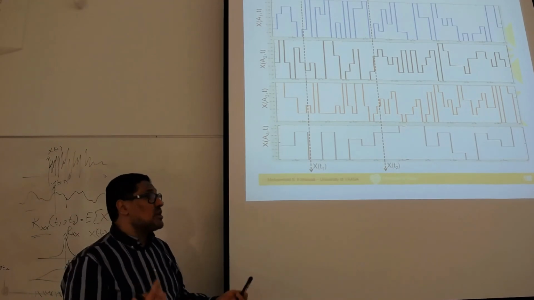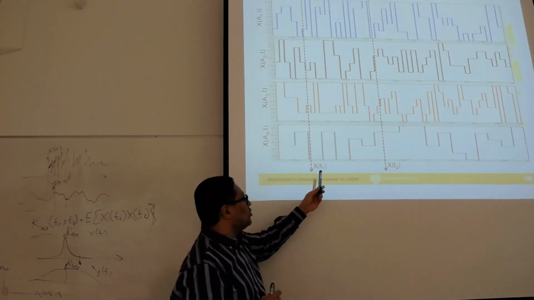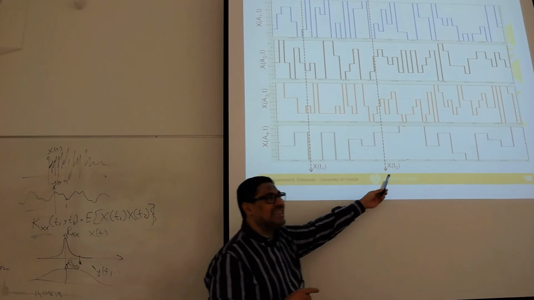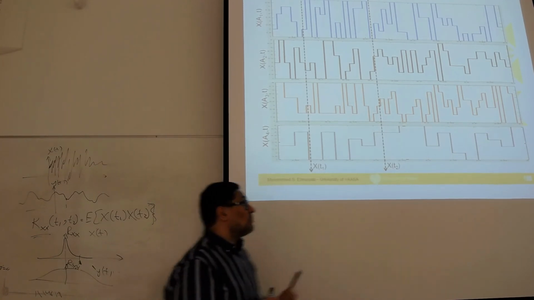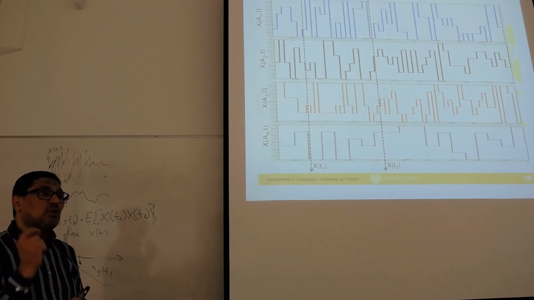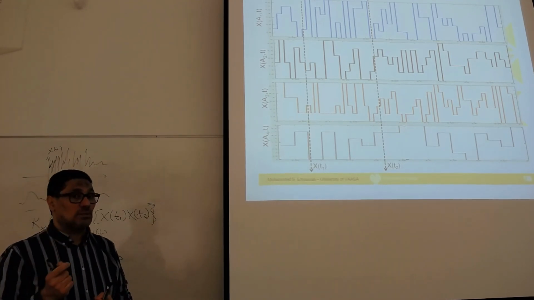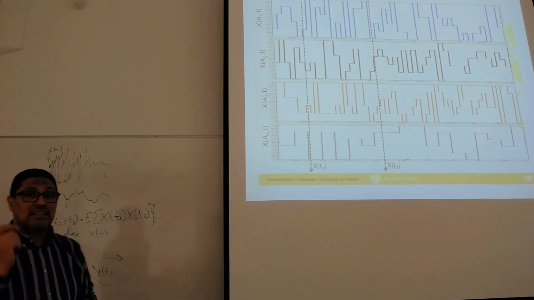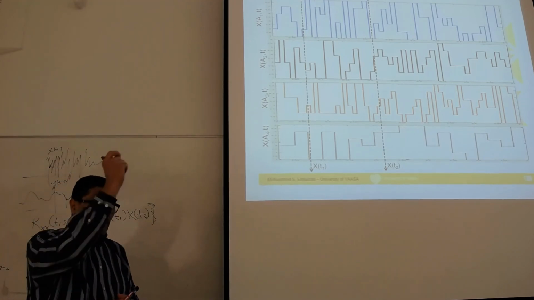Okay? And also the autocorrelation, for example, the autocorrelation between t1 and t2, it doesn't matter what t1 and t2 are, but it depends on the difference between t1 and t2. In that case, we call this process a stationary process. Stationary process means that this process doesn't depend on the time itself.